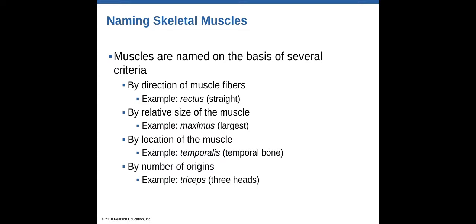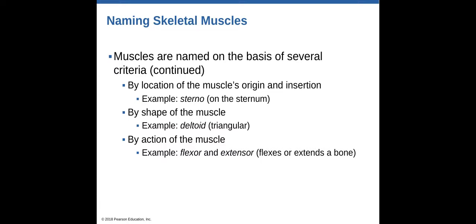And then the way that muscles are named, there are reasons why. They could be named by direction of the muscle fibers. One example: you'll see rectus, and that means straight. Or by relative size of the muscle. An example would be maximus, that means largest. Another example would be location, like the temporalis, on your temporal bone. That's where that name came from. And then by number of origins, an example of that would be triceps, because it has three heads to the muscle. Tri means three.